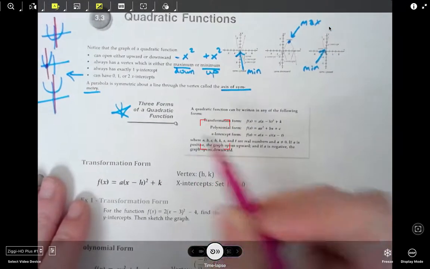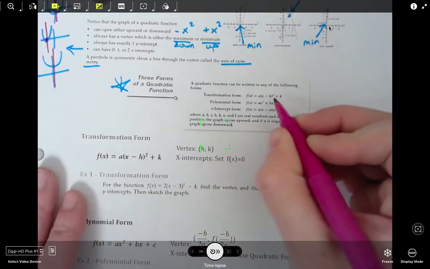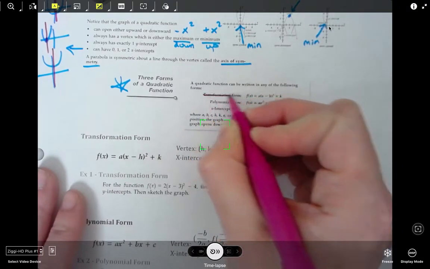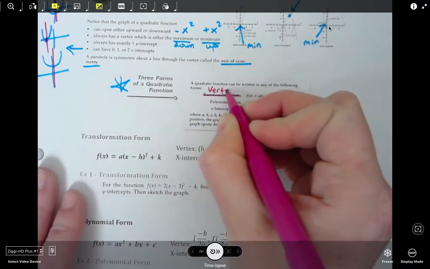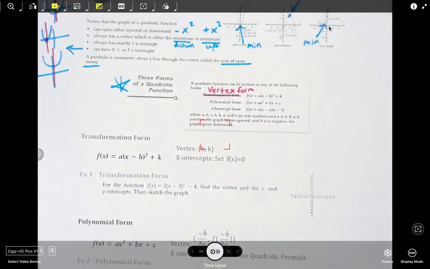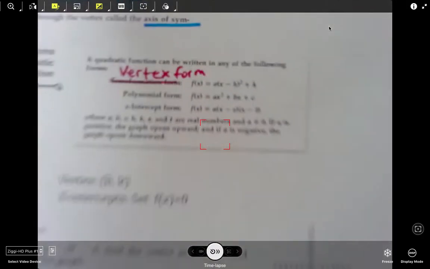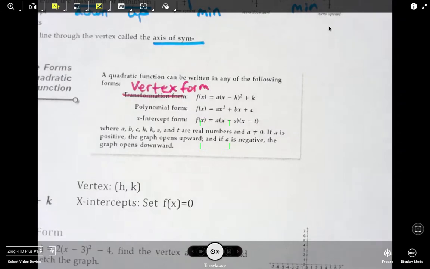We're not going to get into these too much because I'll show you these examples down below. But transformation form, I call this guy vertex form. Okay, change the name of that because I will call it vertex form. They call it transformation form. I call it vertex form because all of the other math books that you will have will call it vertex form. They will call it transformation in the assignment, but I will call it vertex form.